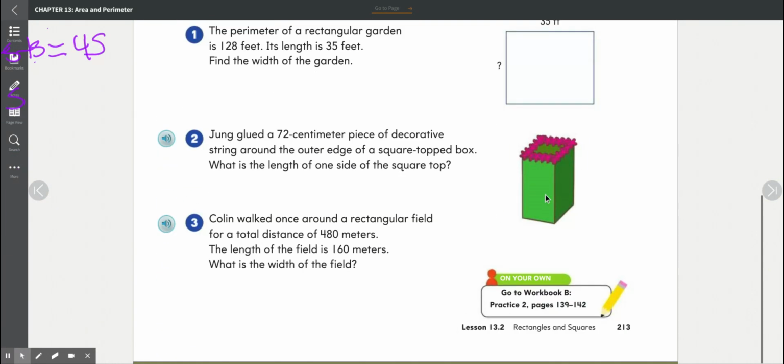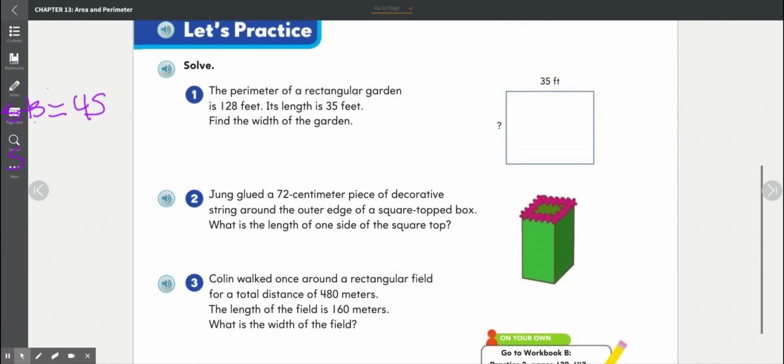Let's go ahead and you're now going to work on 3 and 4. Once you're done with 3 and 4, I want you to work on these 3 let's practice problems on your own. Tomorrow you're going to do a workbook page to practice this a little more. That's what you're going to be working on for the remainder of the day.